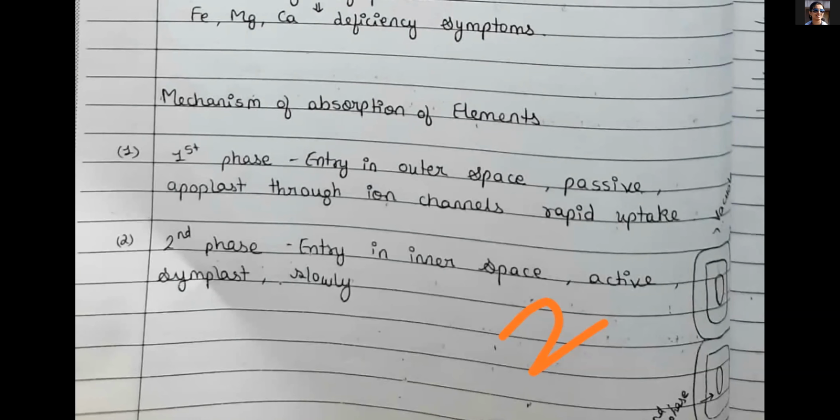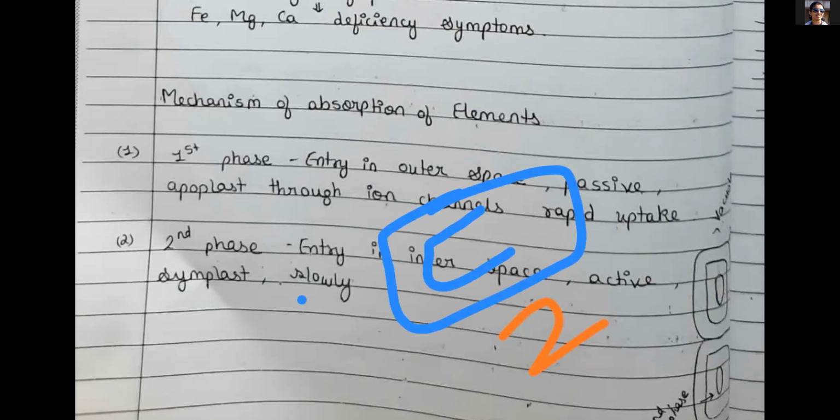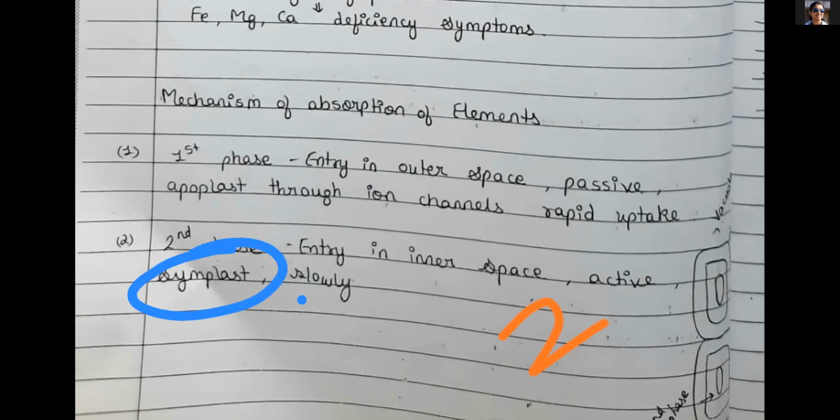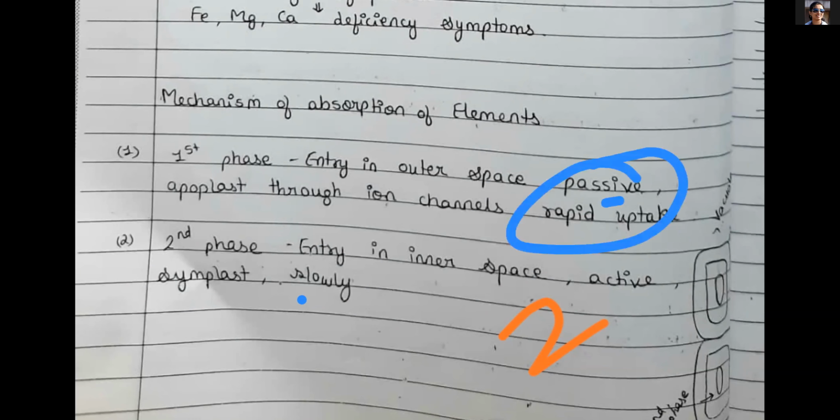Next, the second phase: now the element crosses the cell membrane and enters the inner space. For that, they require what? Symplast, active transport, and that occurs very slowly. Apoplast is rapid, right? We have learned this. Symplast is a slow process, and active also, because here it has to cross the cell membrane. Good, clear, very easy. Mechanism of absorption of elements: two phases.